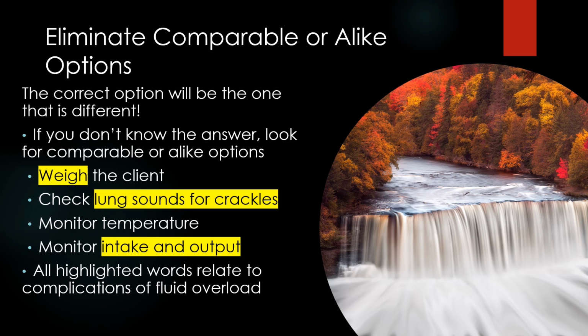The next test-taking tip we'll discuss is eliminate comparable or alike options. The correct option will be the one that is different. If you don't know the answer, look for comparable or alike options. Here we have 4 choices. Weigh the client, check lung sounds for crackles, monitor temperature, monitor intake and output. The 3 that are highlighted are related to complications of fluid overload, and checking the temperature is not.